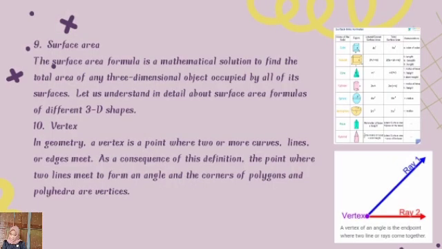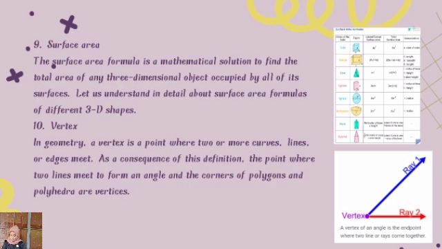Then, number 9 is surface area. The surface area formula is a mathematical solution to find the total area of any three-dimensional object occupied by all of its surface. Let us understand in detail about surface area formulas of different 3D shapes.